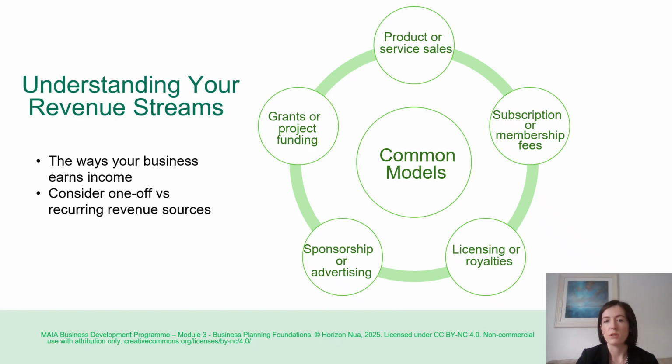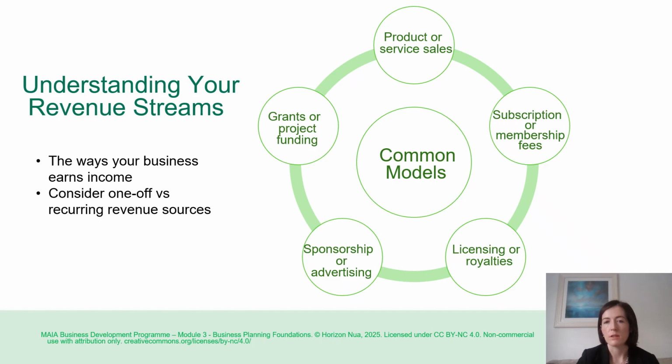For most ventures, this will involve one or more of the following models. Product or service sales. This is the most straightforward model. You sell a product you make or a service you provide, and customers pay a set price. For example, selling eco-friendly cleaning products, offering landscape design services, or delivering workshops.